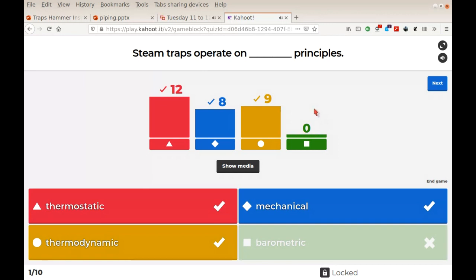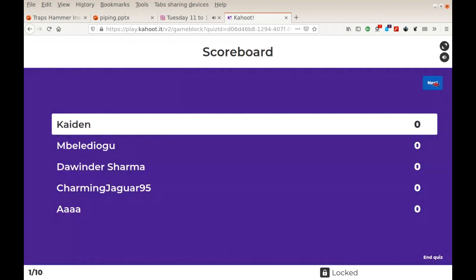Okay, so looks like everybody selected thermostatic, but yeah, they work on mechanical and thermodynamic principles. So those are the three categories of steam traps: thermostatic, thermodynamic, and mechanical.